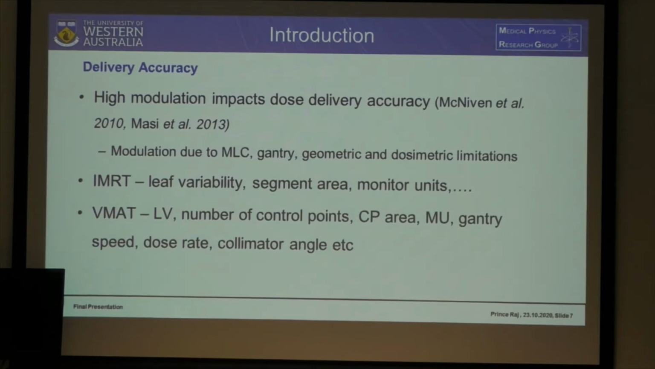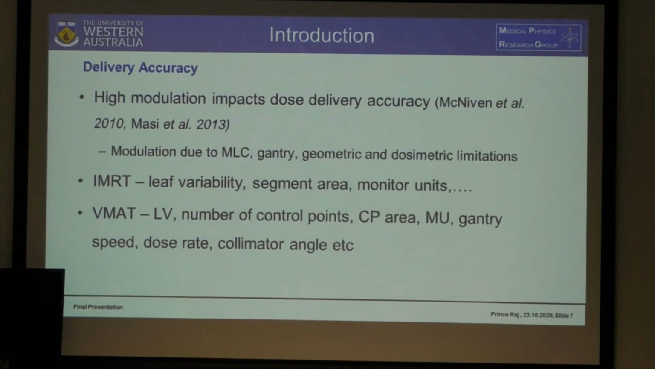Delivery accuracy. The primary aim of this project is determination of the impact of high modulation on the treatments, as verified by various literature such as McNevin and Massey. They were actually the base for this project because they created some complexity metrics which we used. They also reported that the modulations are mainly due to the varying MLCs, gantry angles, geometric and dosimetric limitations, and there are some other parameters as well.